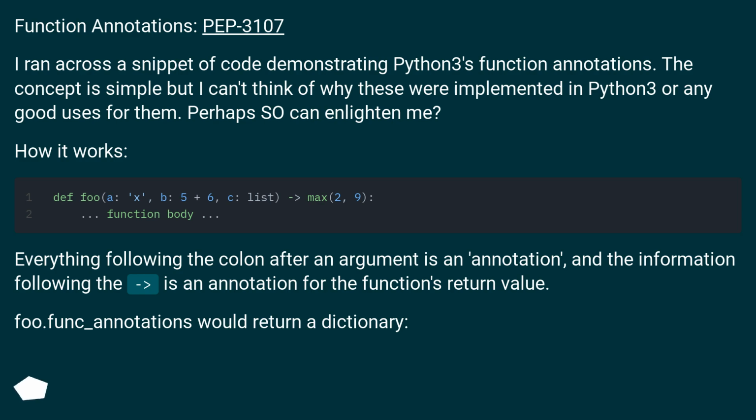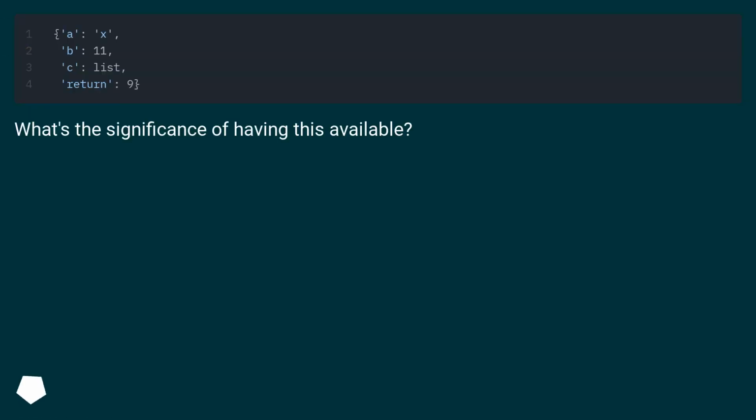Everything following the colon after an argument is an annotation, and the information following the arrow is an annotation for the function's return value. foo.func_annotations would return a dictionary. What's the significance of having this available?